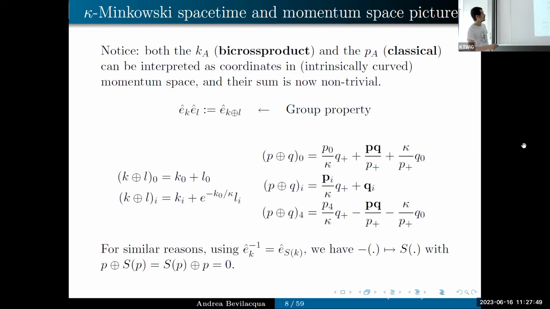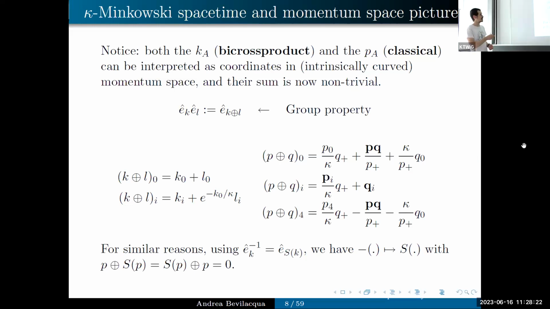Okay, so as I said, we now have two possible choices for momenta. Either the Ka, the initial Ka, which is called the bicrossproduct basis, or the Pa, which is called the classical basis. And they both can be interpreted as coordinates in an intrinsically curved momentum space. But now their sum is non-trivial, of course, because usually when you have a momentum space, you have it without curvature. So you just add momenta component by component. Here we cannot. Our momentum space is now a curved manifold. It's a group. So how do we go about adding up momenta?